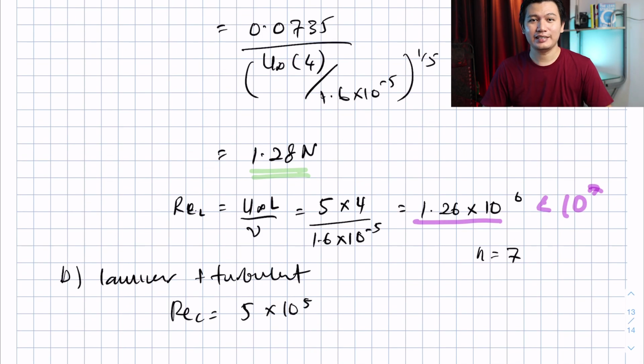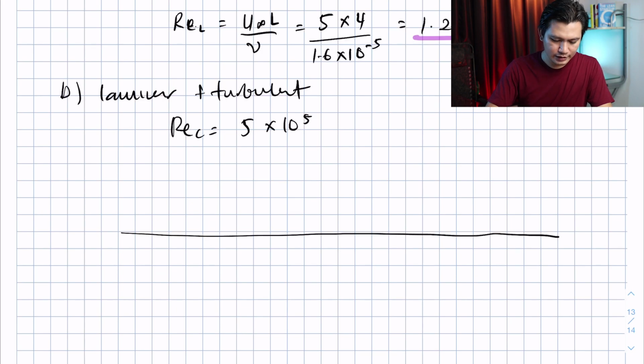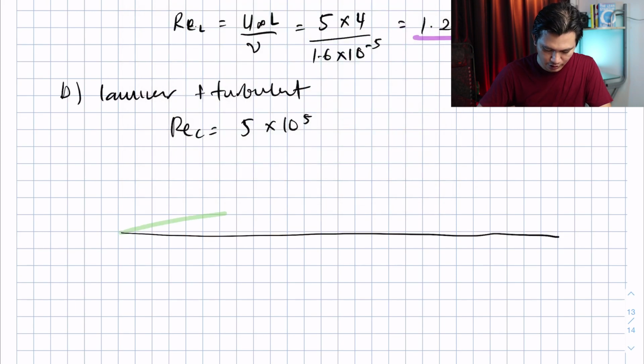That's the normal Reynolds number of the transition between laminar to turbulent. Okay, and if I can draw again, only this time the boundary layer is going to look something like this. Okay, you have the laminar and also you have the turbulent.